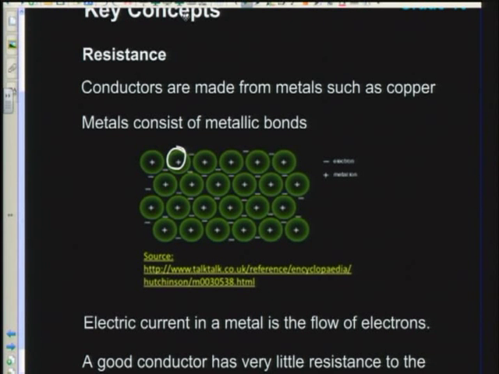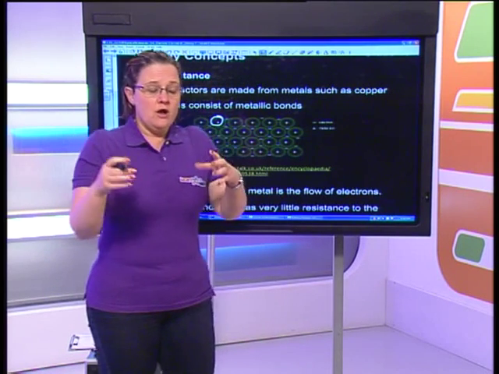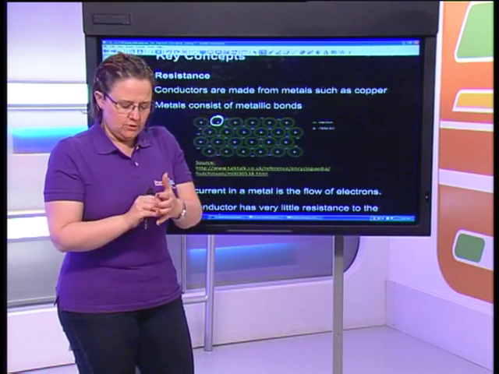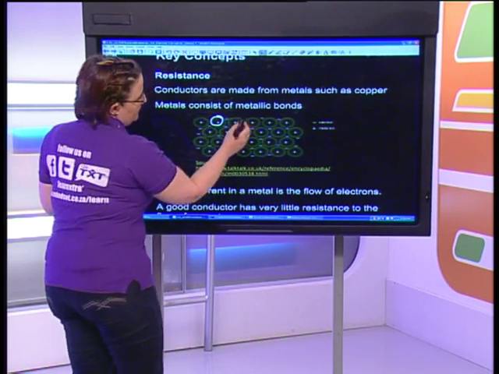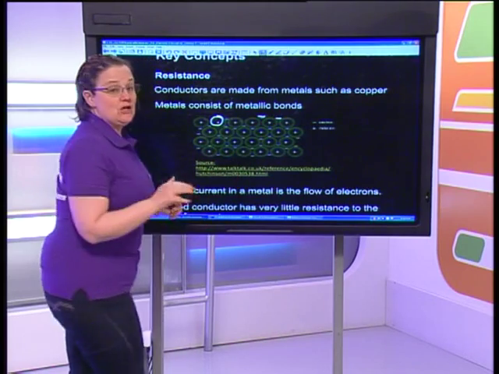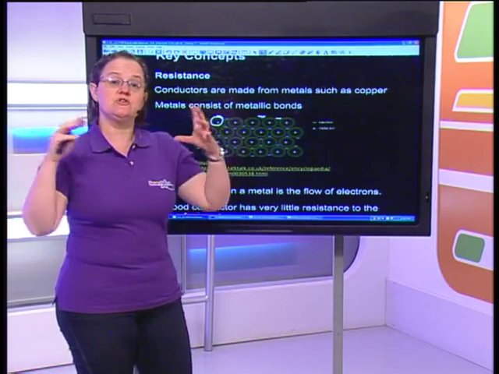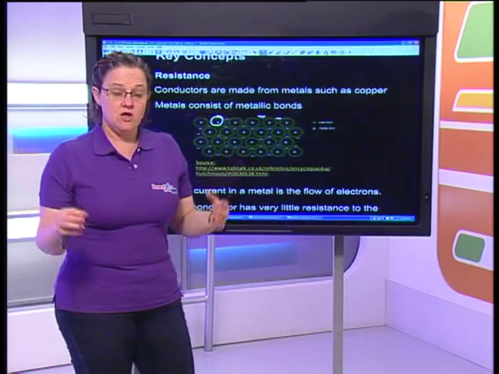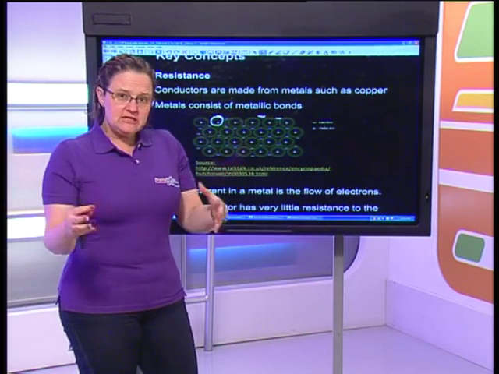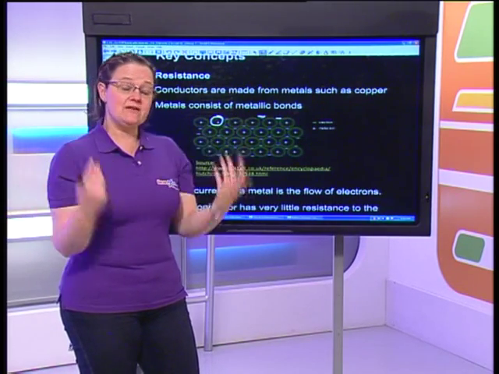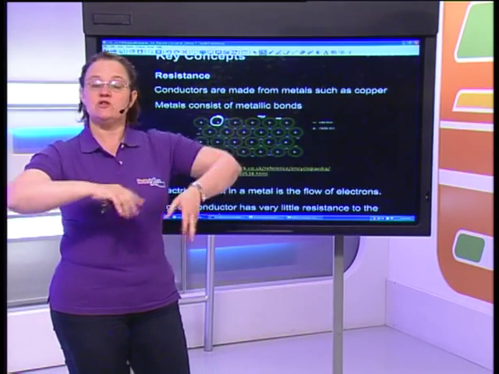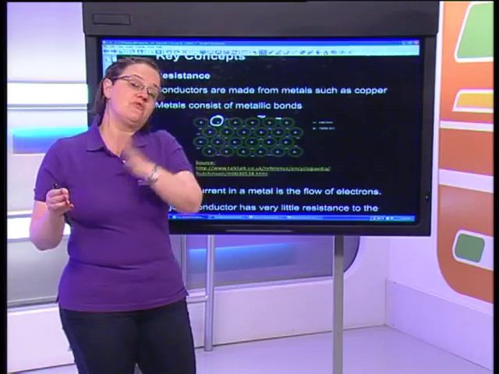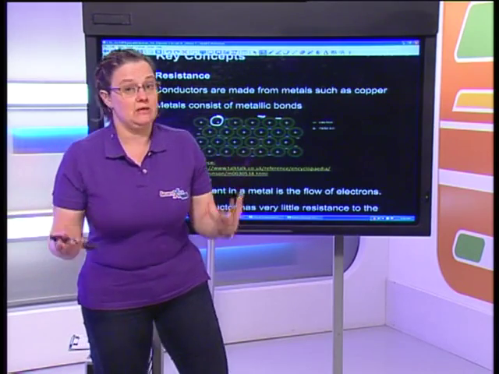We have our positive cores, which are stationary, to a certain extent. They are the nucleus with the inner electrons of each of the metals, and then around them, we have our delocalized electrons. Remember, those are the electrons that would sit in the valence shell of a metal. Those delocalized electrons, when given enough energy, will move through the conductor. So they're able to flow. They can move from one side to another as long as we've given them energy.